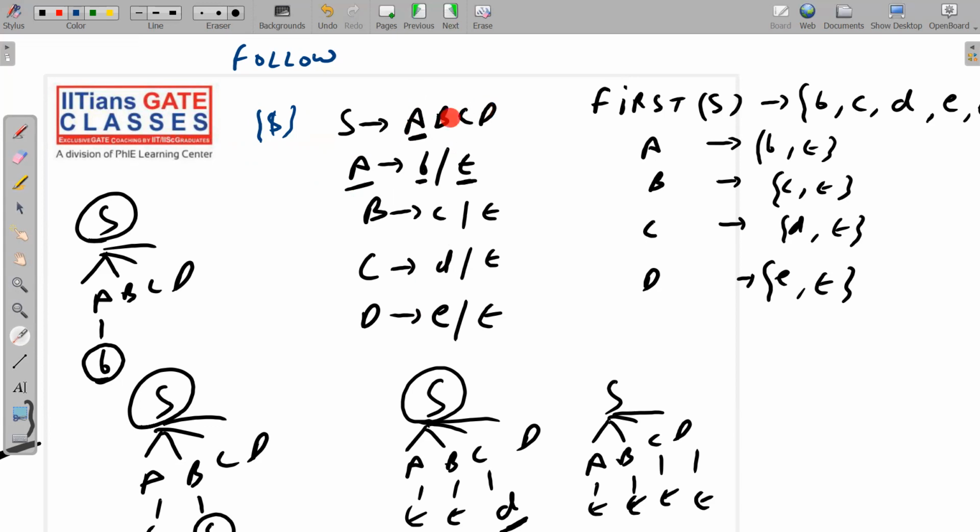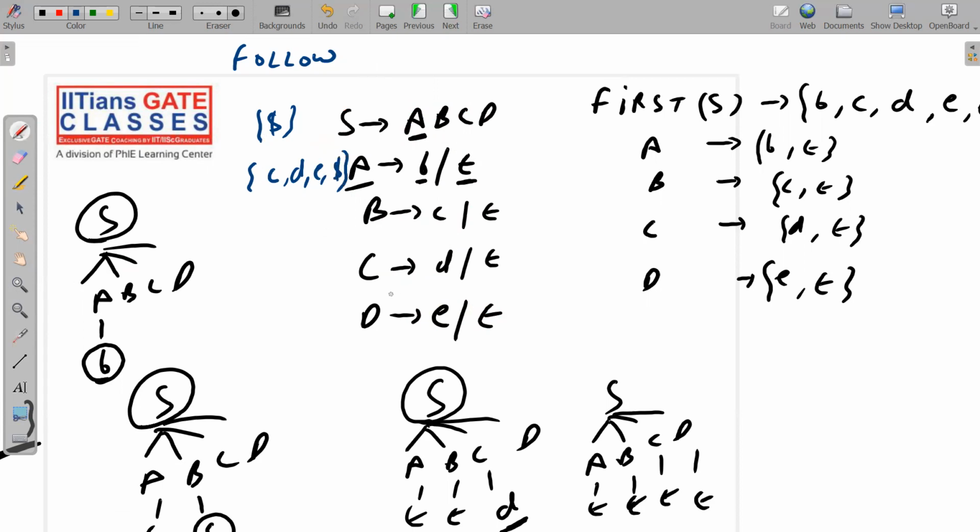So follow of capital A will be first of this entire part. So first of capital B will be small c. Now, since capital B can go to null, I will consider the rest of the part also. First of capital C will be D, so I will write D here. Now, since capital C can go to null also, we will consider the remaining part, that is first of capital D. That will be E. Now, since capital D can also go to null, I will consider this entire part as null. So follow of A will be follow of S, that is dollar.